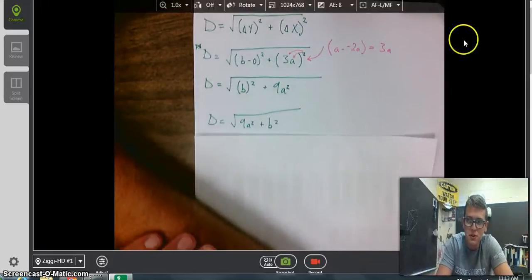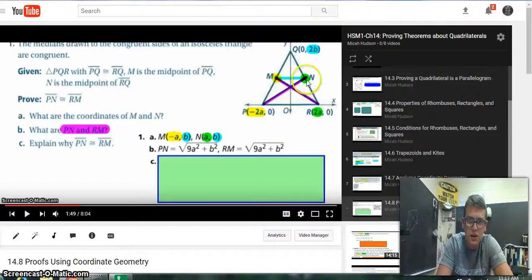So Emma, hopefully that helps you figure out exactly how we did that for P to N, and we're going to do the same process for M to R. So hopefully you can do that on your own. Always just make sure that you're using that delta y and delta x as part of the right triangle.